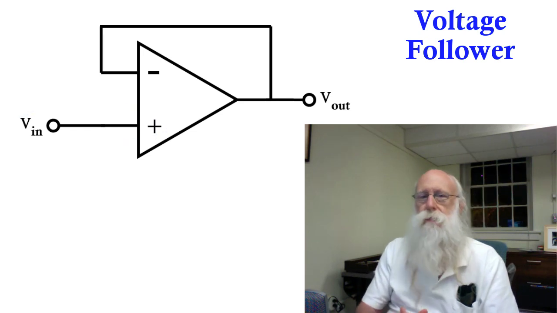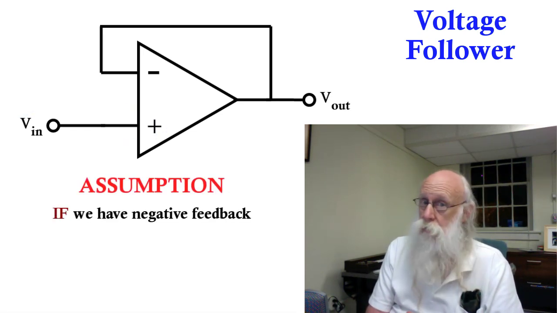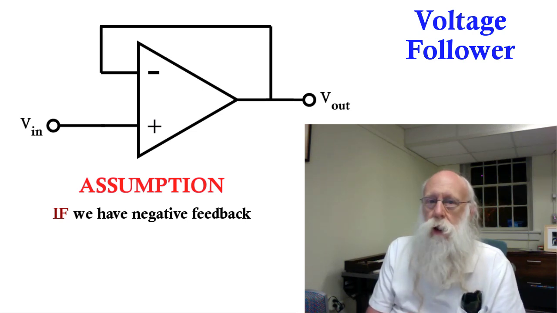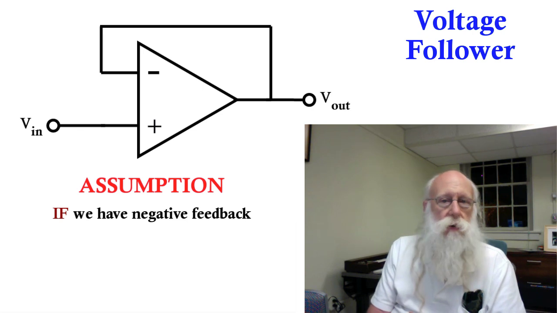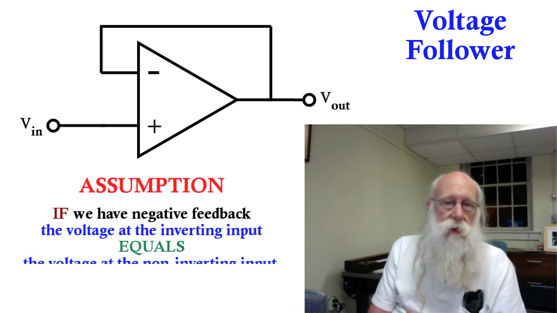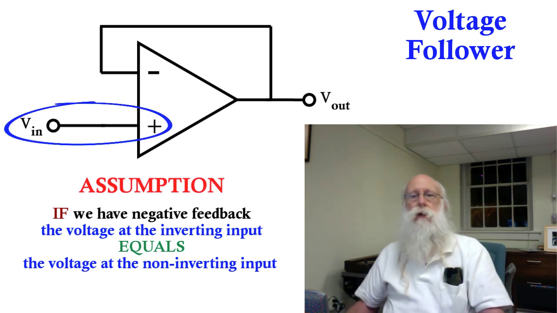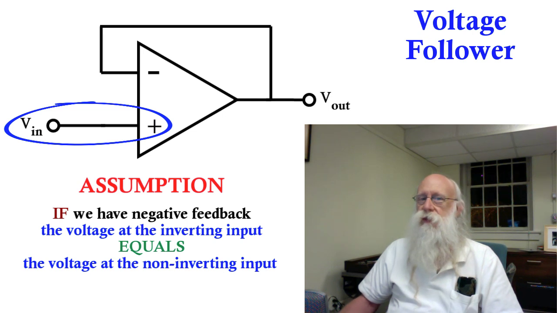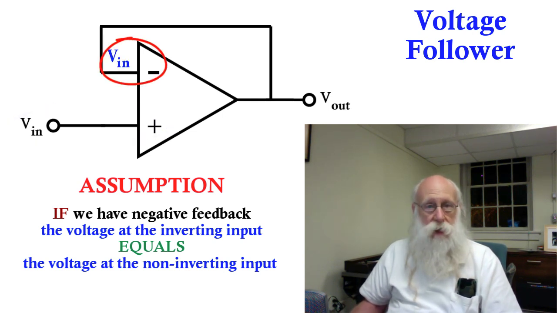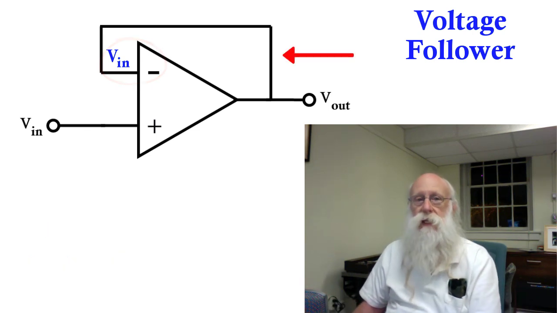Now, let's remember our assumptions. First of all, if we have negative feedback, and we absolutely have negative feedback here, the op-amp will do what it must in order to make the voltage at the inverting input equal to the voltage at the non-inverting input. Therefore, since we're connecting Vn to the non-inverting input, the voltage at the inverting input is also Vn. But since you've just got a wire connected to the output, that means Vout is Vn.